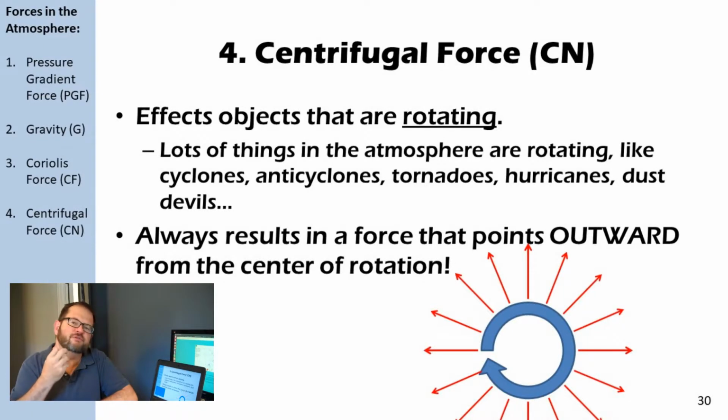Alright, centrifugal force is going to affect any object that's rotating. And lots of things in the atmosphere rotate. You know, cyclones, hurricanes, tornadoes, dust devils, and so on. Actually, lots of other things are going to have a rotating component to their motions as well. The centrifugal force then will always be acting on something that is rotating, and the way we draw the centrifugal force is like how we have these red vectors on here. Those would be indicating that the centrifugal force is pushing outward from the axis of rotation. It always just points outward.